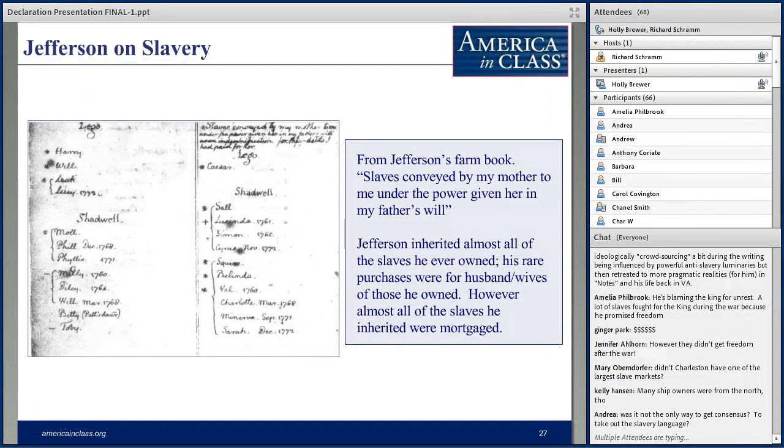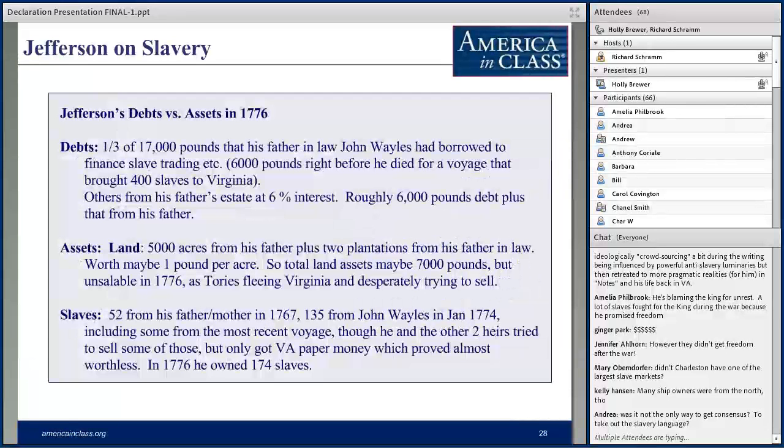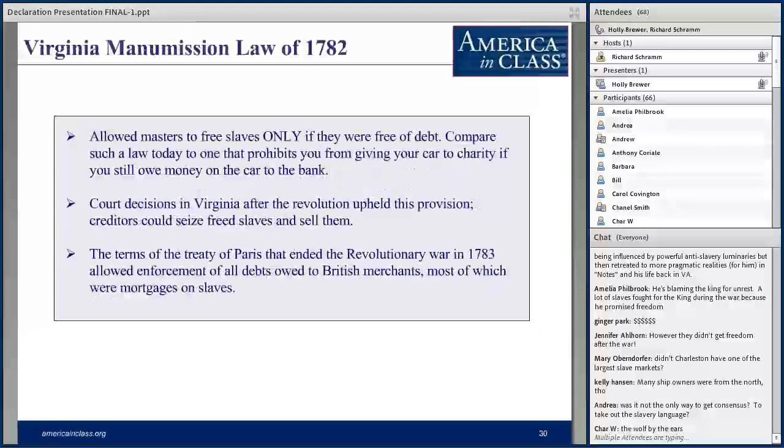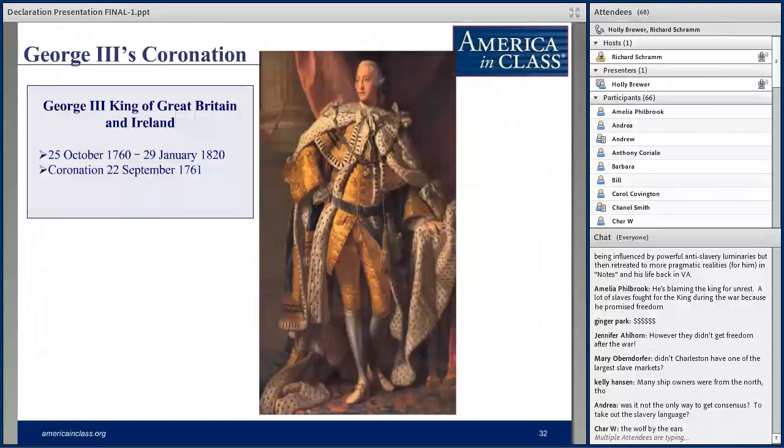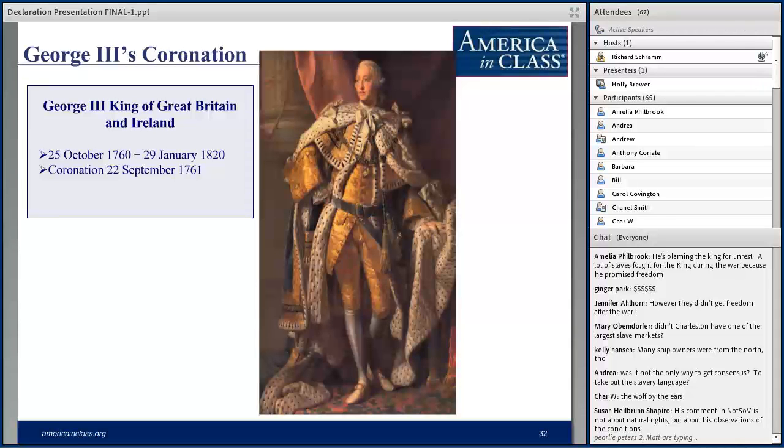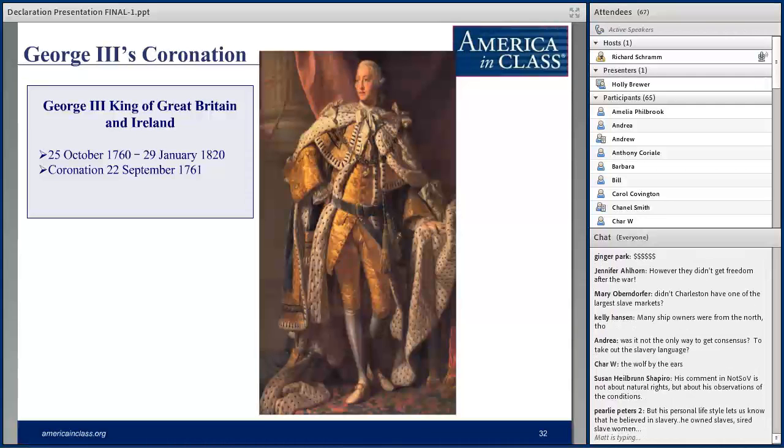For some reason in the presentation, these slides got put here and at the end, and we'll talk more about Jefferson's own slaves and his debts and assets. But I'd like to move on for just a minute. Those slides will appear very soon, and I'll talk very quickly and give some big background about the history of monarchical support for slavery.